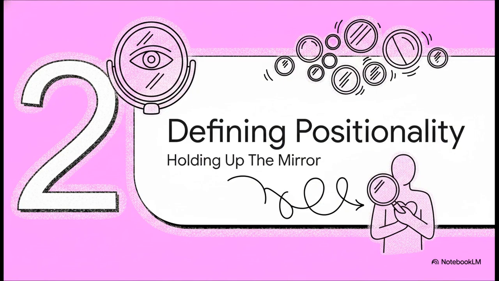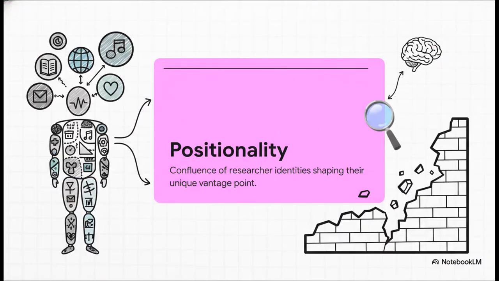Moving right along to section 2, defining positionality, holding up the mirror. So we really need to hold up a mirror here and define the specific, unique lens through which you, the researcher, view your work. This is the core of who is actually doing the researching. We call that lens your positionality. It refers to the confluence of all your various identities and background elements that collectively shape your completely unique vantage point. It underscores a pretty fundamental truth in academia.